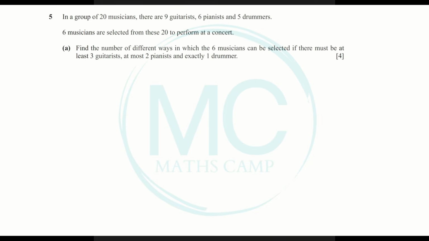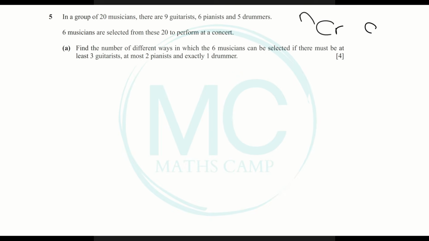The first question you have to ask yourself is, does arrangement matter? In this case, we have musicians at a concert. The order in which they stand has no relevance, so arrangement does not matter. So the only thing that we need to work with here is NCR. Let's start with the information we've been given.